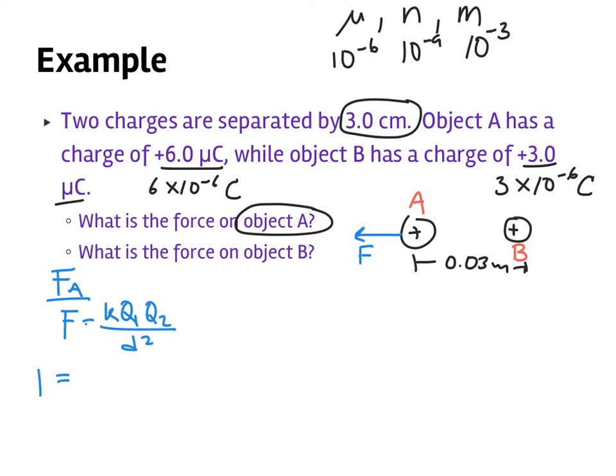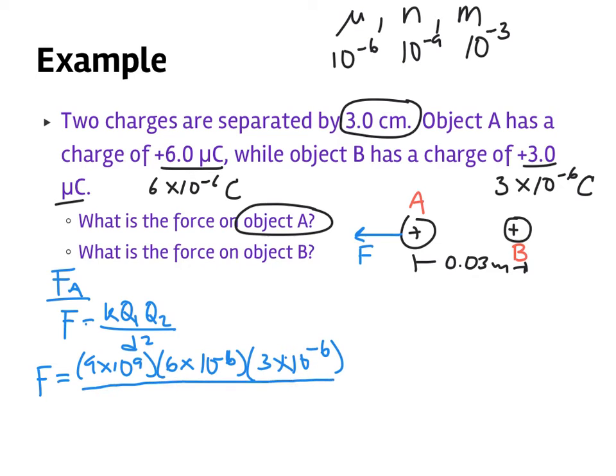Now when we do this, you're going to see some bigger numbers. So I have K, which is 9 times 10 to the 9th, Q1, which is 6 times 10 to the negative 6, Q2 is 3 times 10 to the negative 6th. And all that is going to be divided by 0.03, which is the distance, but I got to make sure I square this. Okay?